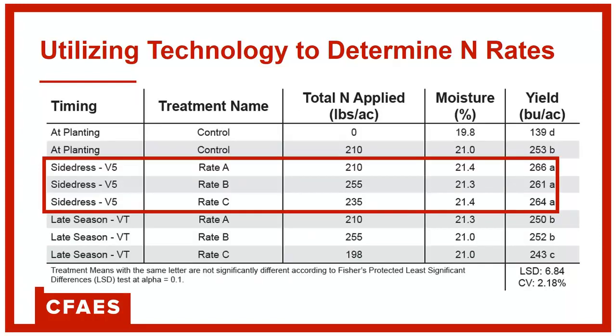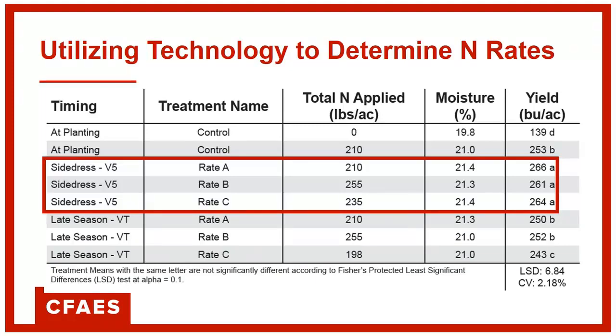So we start looking, what did yield tell us then? We came back in, total nitrogen applied at that V5 side dress stage, 210 pounds, 255, and 235 pounds, 266 bushels of corn across all of those. I'd be happy with that, that's for sure.